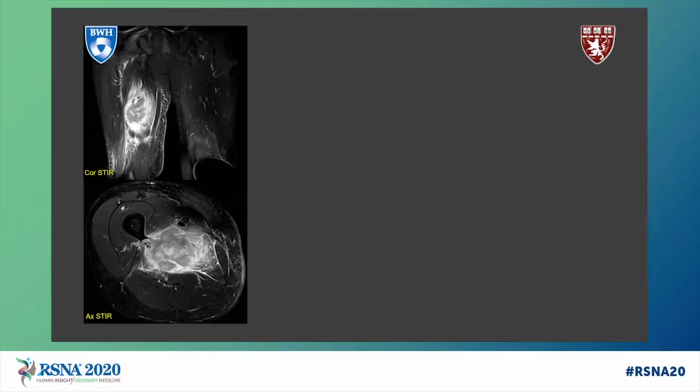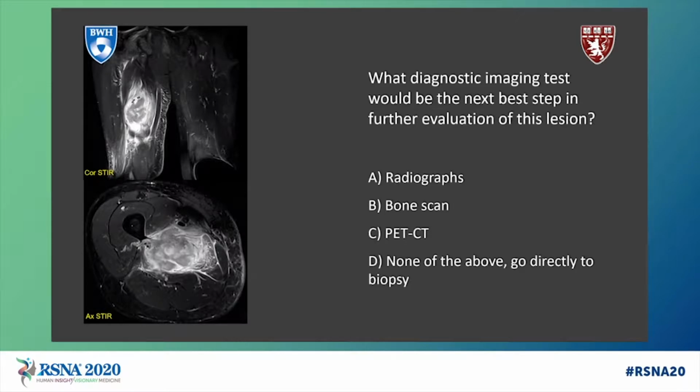So again, MRI examination demonstrated an aggressive-appearing soft tissue mass with extensive edema within the posterior compartment of the right thigh. So what diagnostic imaging test would be the next best step in further evaluation of this lesion? Should we do radiographs, bone scans, a PET CT, or none of the above? Should we go direct to biopsy? So comparing our lessons that we learned from before, we need to maximize the diagnostic value.